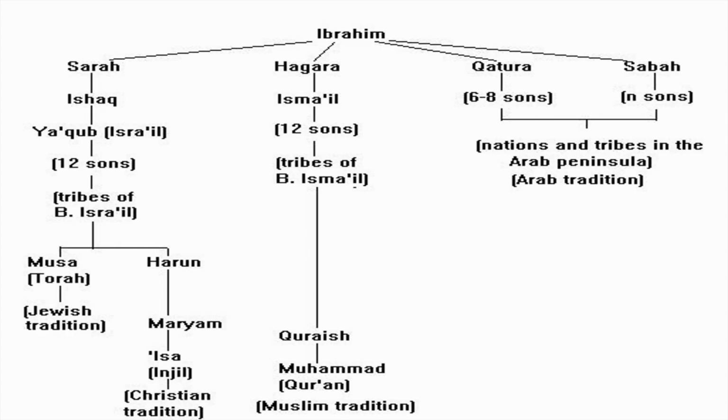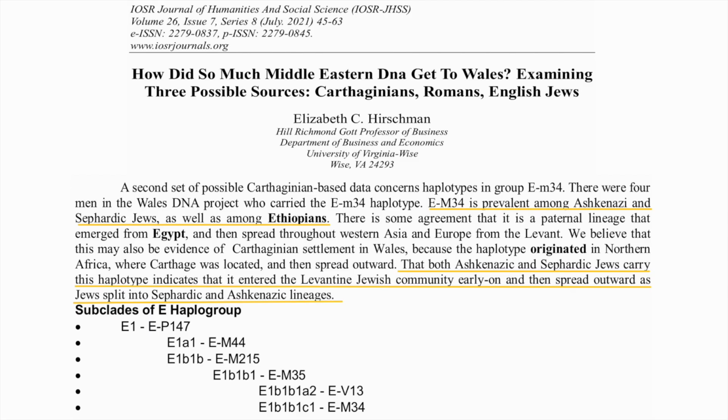But let's continue reading. According to the paper titled "How Did So Much Middle Eastern DNA Get to Wales?" examining 3 possible sources: Carthaginians, Romans, English Jews. And it reads, E-M34 is prevalent among Ashkenazi and Sephardic Jews, as well as among Ethiopians. That both Ashkenazic and Sephardic Jews carry this haplotype indicates that it entered the Levantine Jewish community early on, and then spread outward as Jews split into Sephardic and Ashkenazic lineages.